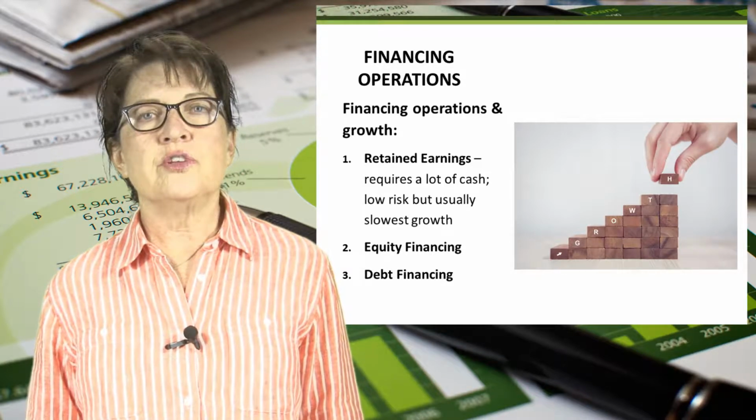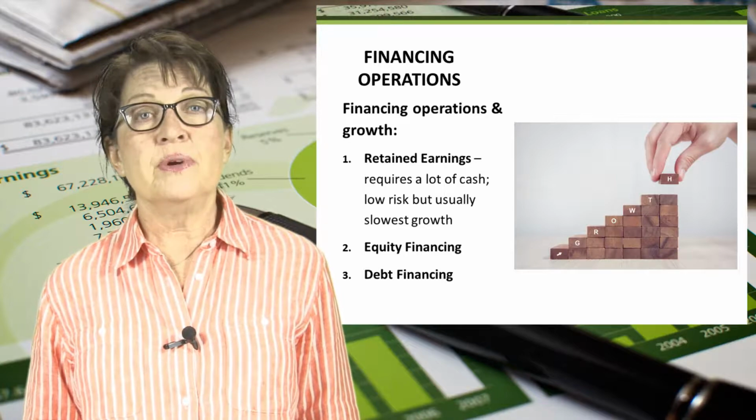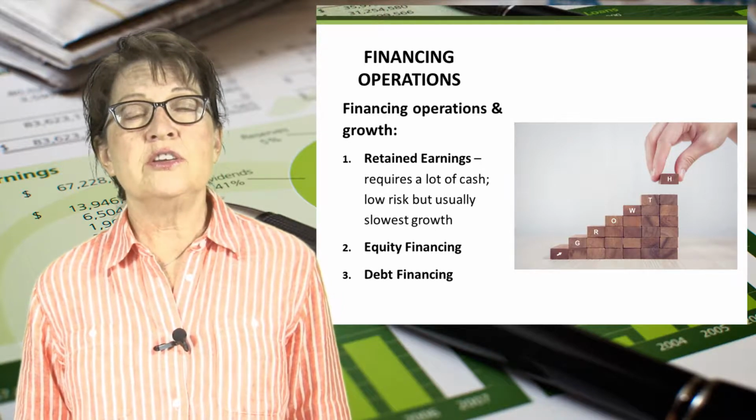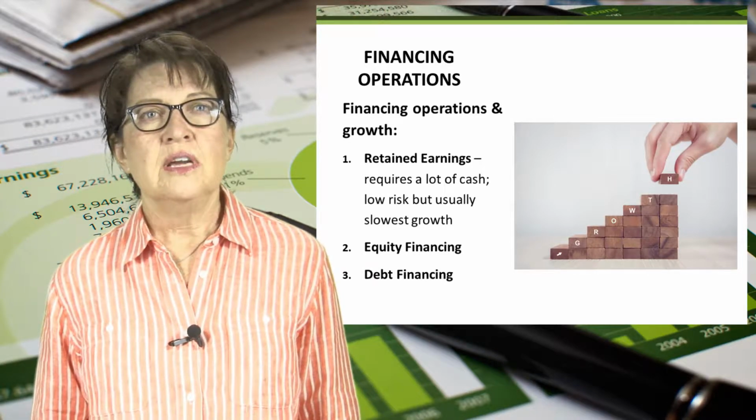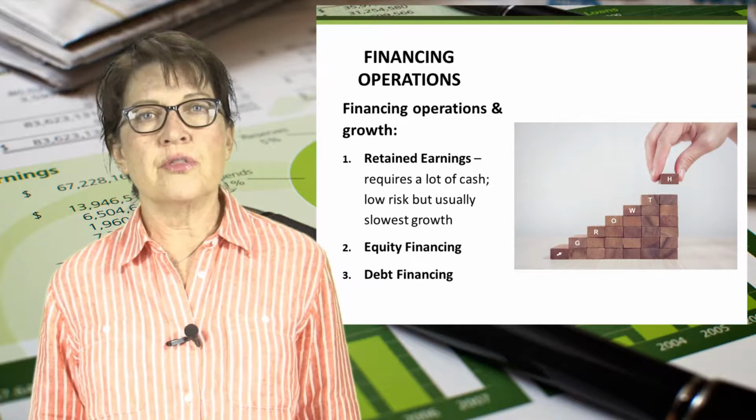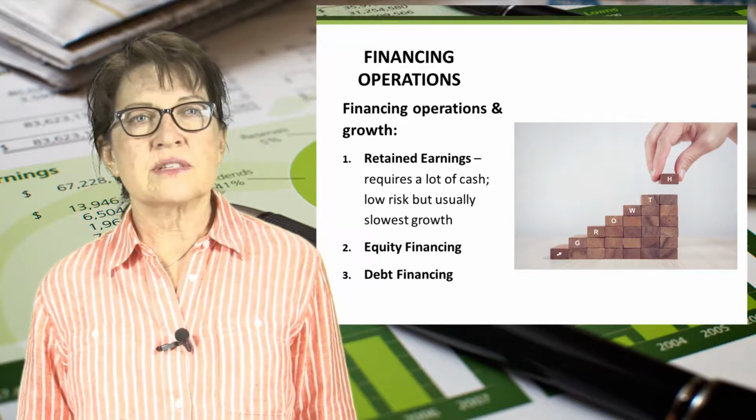The first is through the use of retained earnings. If companies have enough cash on hand, they can use it to expand their business. This is a low-risk approach to growth, but often the slowest.